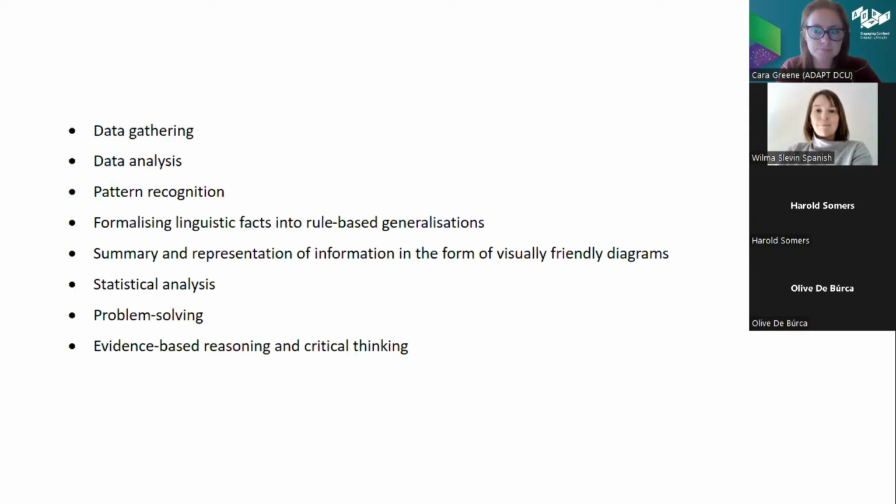So now, apart from the problem-solving skills, you have summary and representation of information in the form of visually friendly diagrams. You need to be able to represent your findings, and then statistical analysis and evidence-based reasoning and critical thinking. By that, I mean, of course, you need to be able to question certain assumptions and determine whether they have any scientific validity.